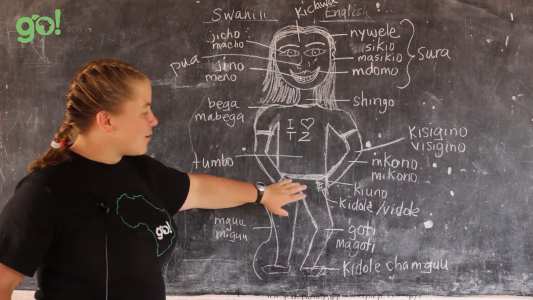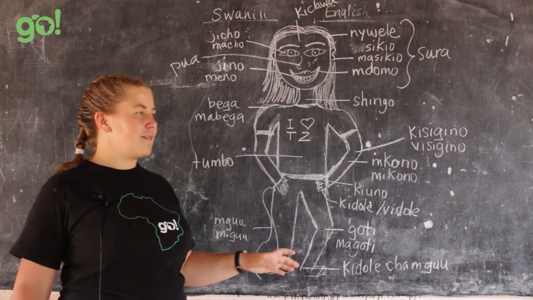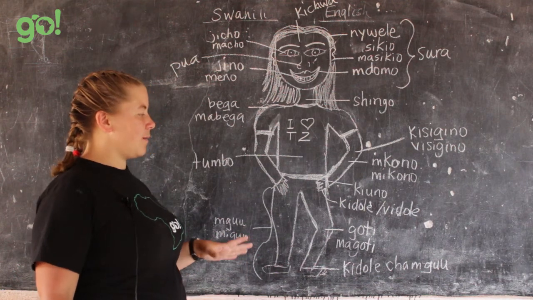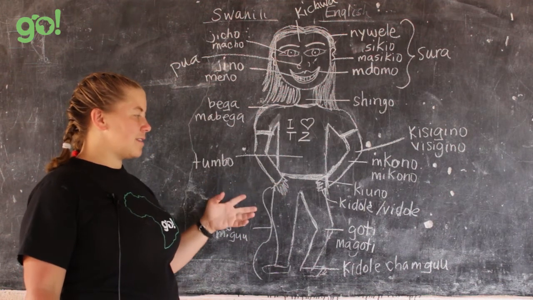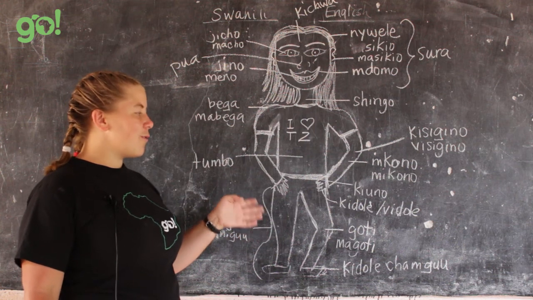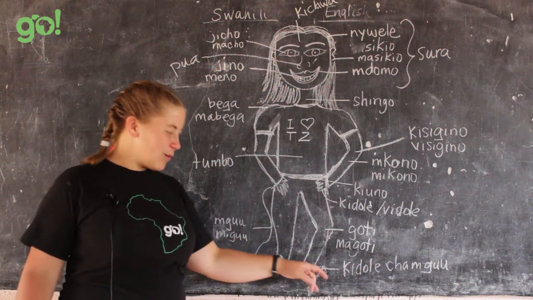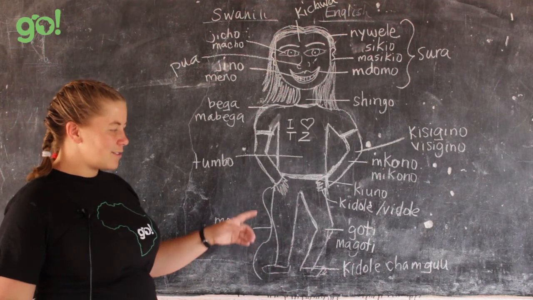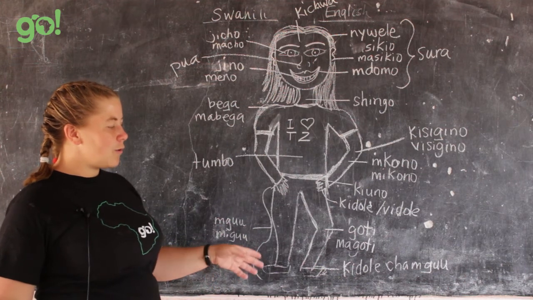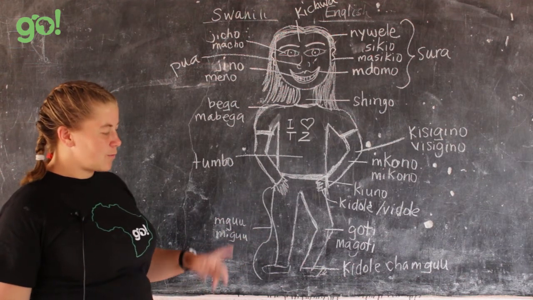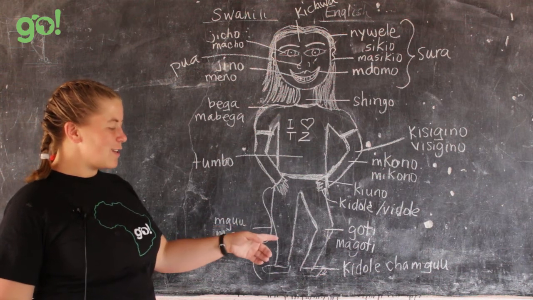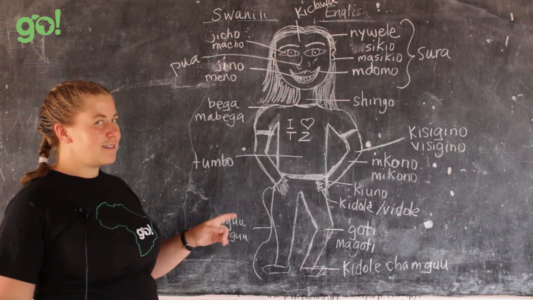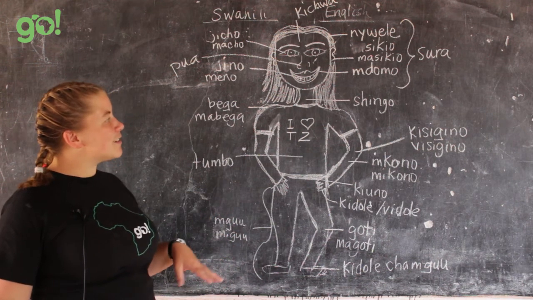The last two parts, your fingers have a word. It's kidole for one, and vidole for many. If you're just talking about the fingers on your hands, you could just use kidole or vidole. But if you're talking about your toes, which they would consider fingers of the feet, you can use the word kidole cha mguu. That's when you're referring to one specific toe. Or if you're going to refer to many toes, then you would use vidole vya mguu. So those are all the different parts of the body.